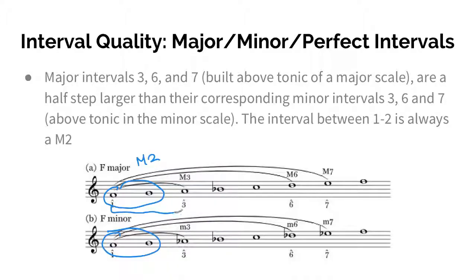So if you look at here, a major third is those 4 half steps, like we just talked about, and a minor third is the 3 half steps that we talked about.